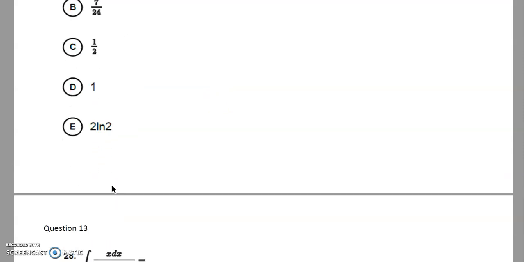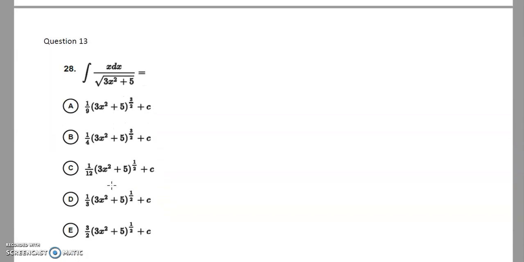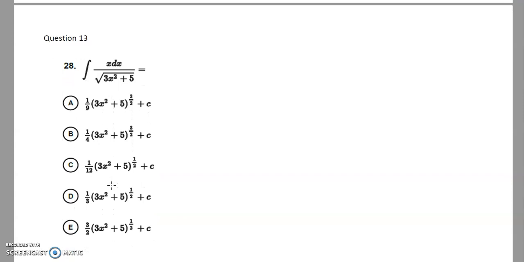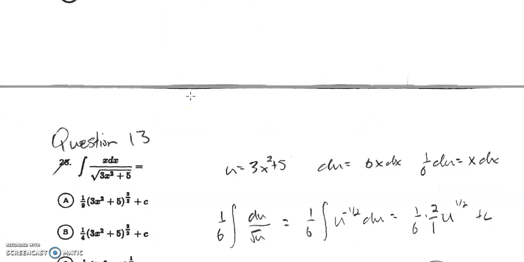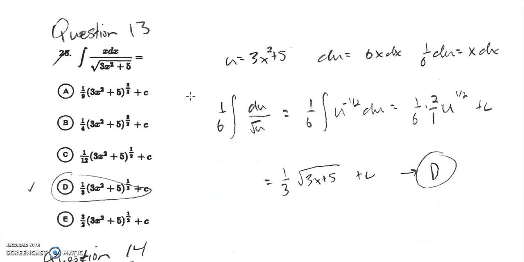Okay, next one is question 13 here. This is your first U sub problem. So hopefully you remember your U sub. You've got some negative exponents. Go ahead, hit pause, see if you can do it. This might be your review of U sub right here. Hopefully you can do the U sub the next time around, right? I got D.